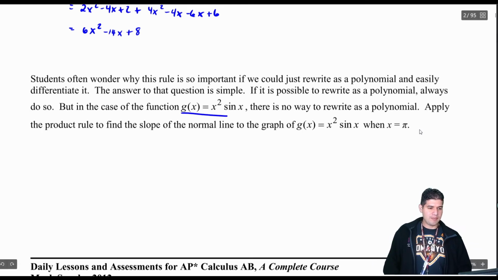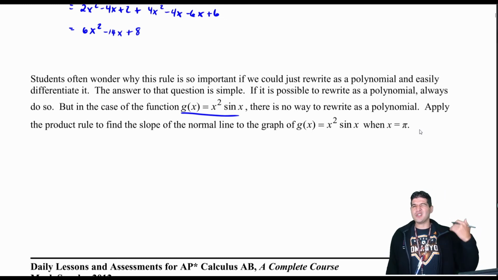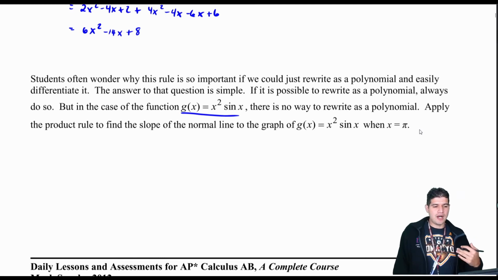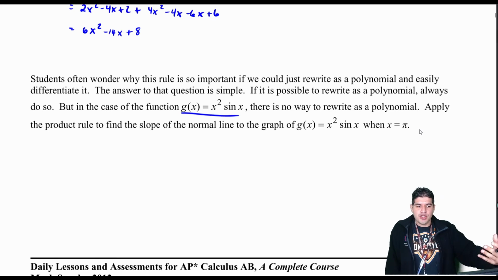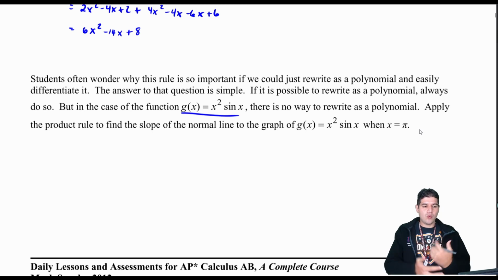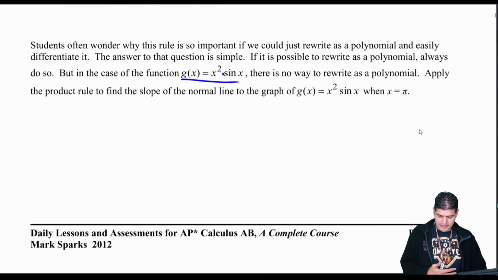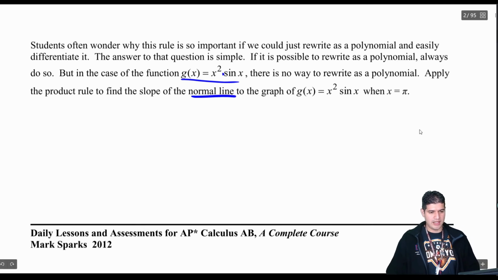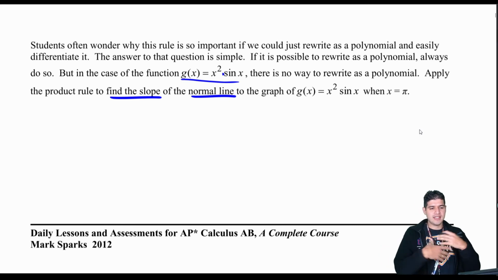An example of this is when we have some trig functions or some weird functions, and it's going to be a little bit too complicated to distribute. Like you can't even distribute something like this. So that's where we really want to use the product rule. Okay, so I've got two functions. I've got x squared and I've got sine of x. And what I want to do with this is find the slope of the normal line. I don't want to find the full equation of the normal line, just the slope.